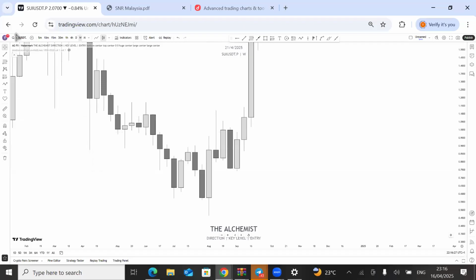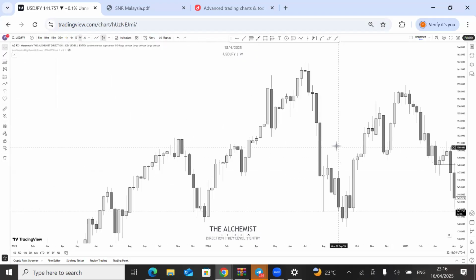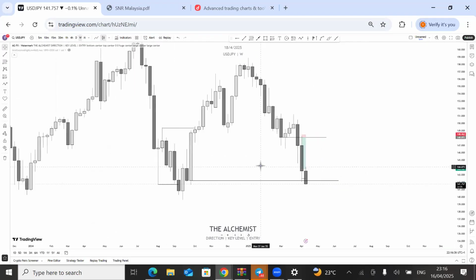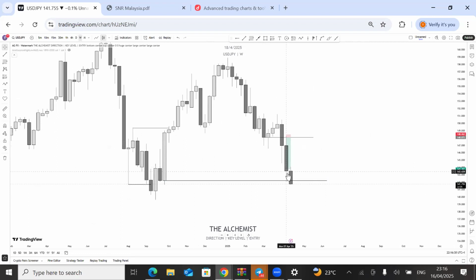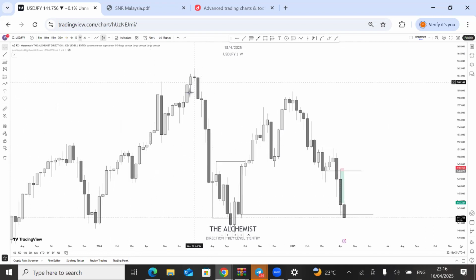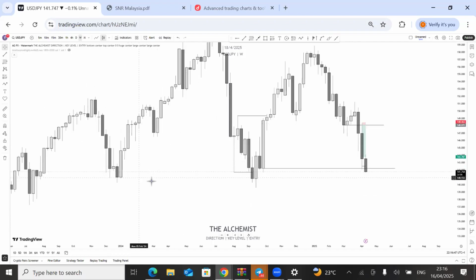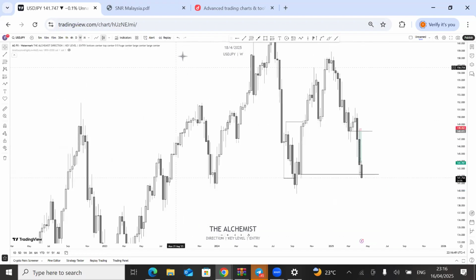I don't really want to go behind because I'm not paying for a subscription. USDJPY. This one closed above, so we can't actually use this as an example. All right, okay. We have this one.